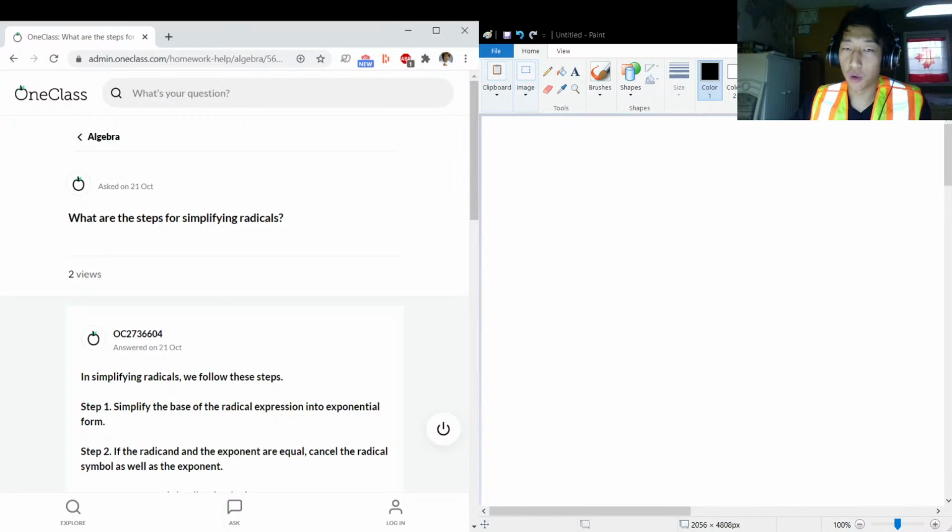So this is the next question on the menu today. What are the steps for simplifying radicals? That's rad, bro. What is a radical in the first place? Some people say, that's radical, meaning that it's super out there or super cool. In math, radicals are roots.